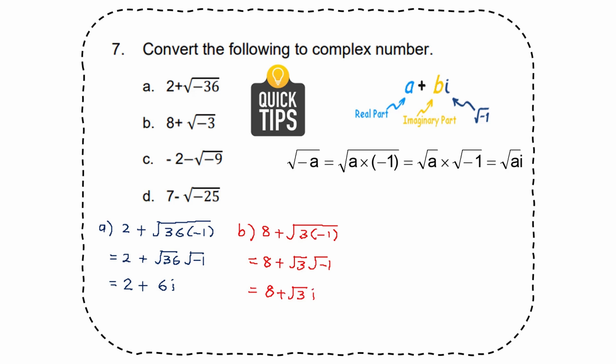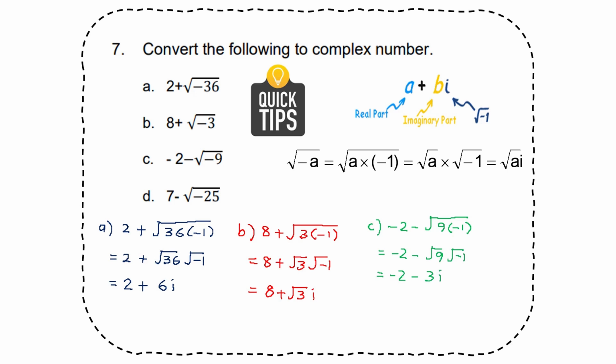For question C, -2 minus 9 times -1 equal -2 minus 9 times -1, and the answer will be -2 minus 3i.